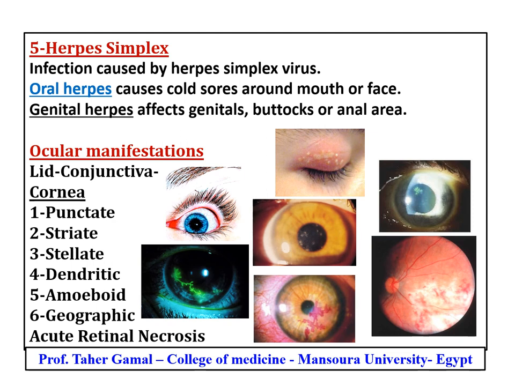The other viral disease is herpes simplex, an infection caused by herpes simplex virus. Oral herpes causes cold sores around the mouth or the face. Genital herpes affects genitals, buttocks, or anal area. The ocular manifestation of herpes simplex is in the lid, the conjunctiva, and the cornea. The corneal lesion is manifested in many forms. It may be punctate, or later it becomes striate, then stellate, then dendritic, then amoeboid, and at last it becomes geographic in appearance. The other complication is acute retinal necrosis.